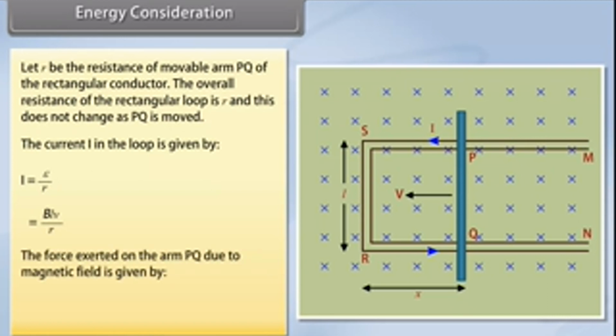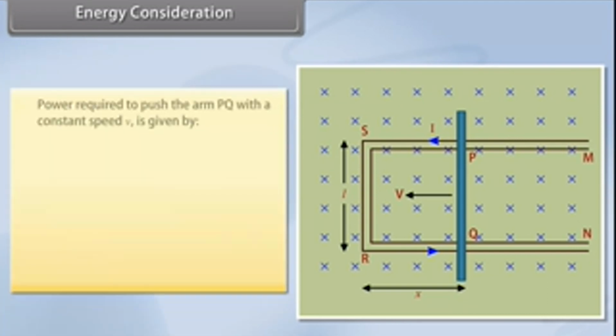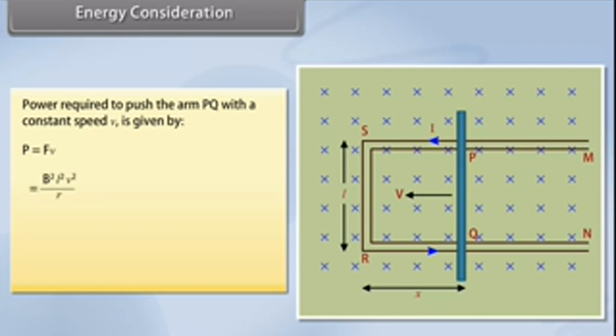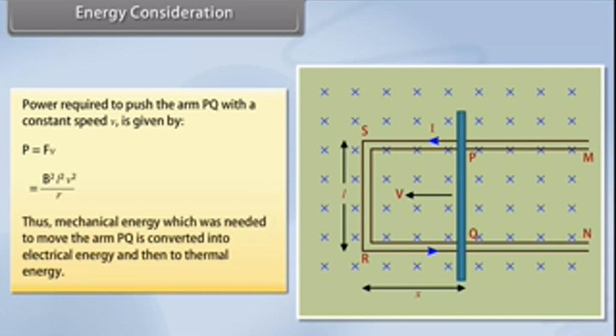The force exerted on the arm PQ due to the magnetic field is given by ILB, which is equal to B square L square v divided by R. Power required to push the arm PQ with a constant speed v is given by B square L square v square divided by R. Thus, mechanical energy which was needed to move the arm PQ is converted into electrical energy and then to thermal energy.